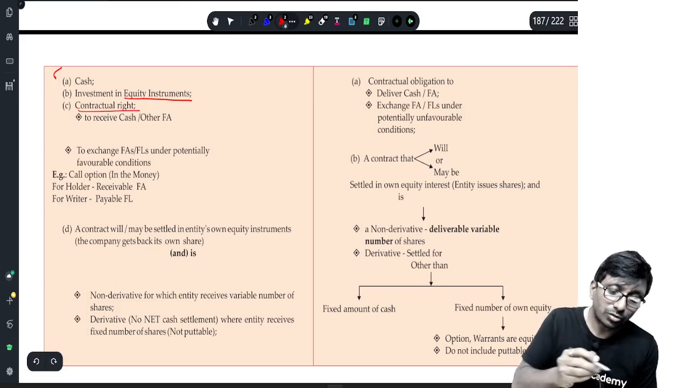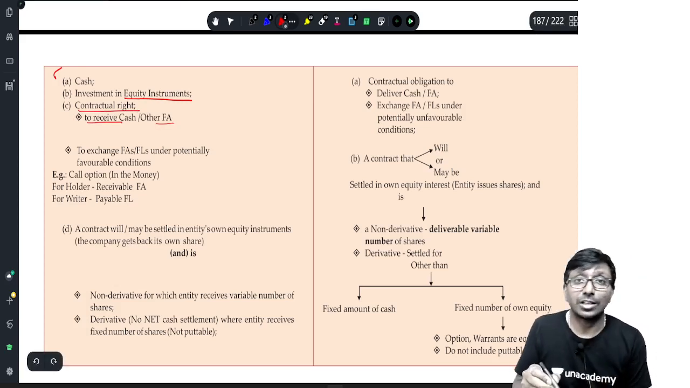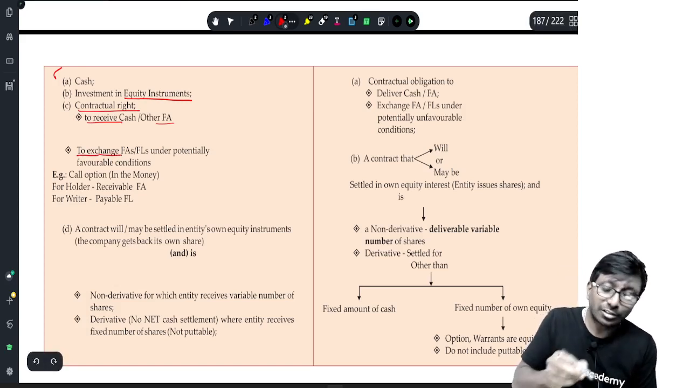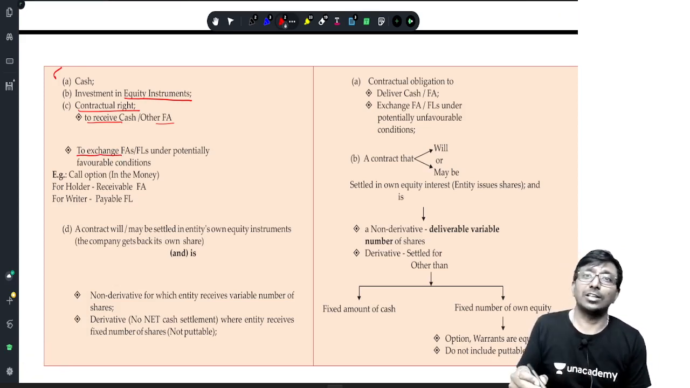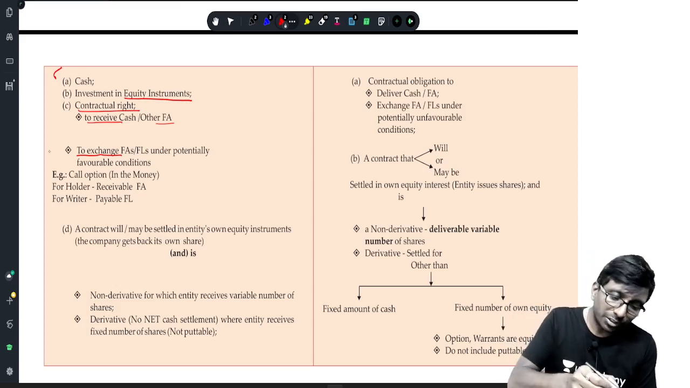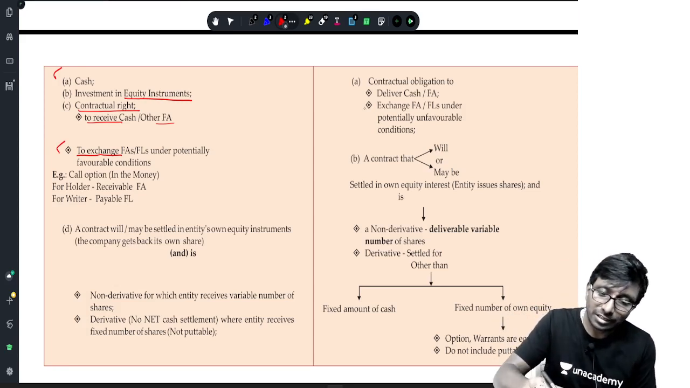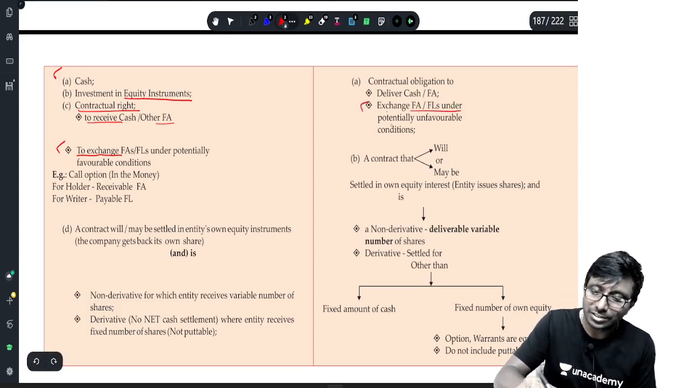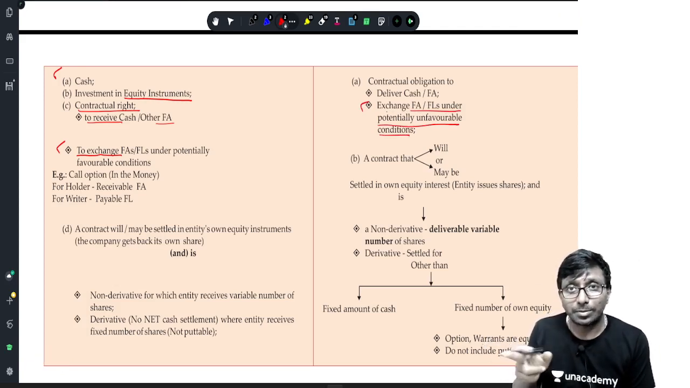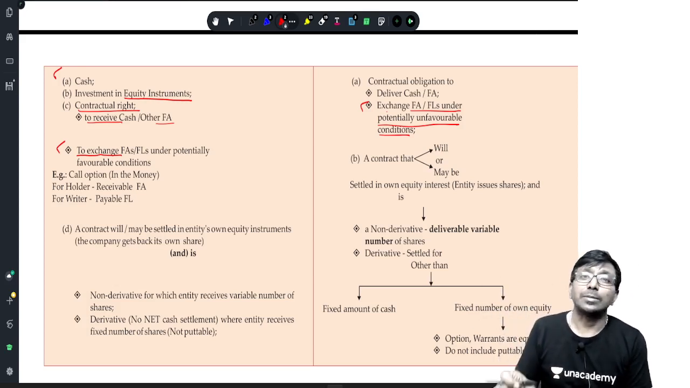And there is a contractual right to receive either cash or any other financial asset, or a contractual right to exchange financial assets or financial liabilities which is potentially favorable to me. That is a financial asset. Exchange under conditions which are potentially unfavorable to the other party is a financial liability. What is a financial asset to me is a financial liability to the other party.